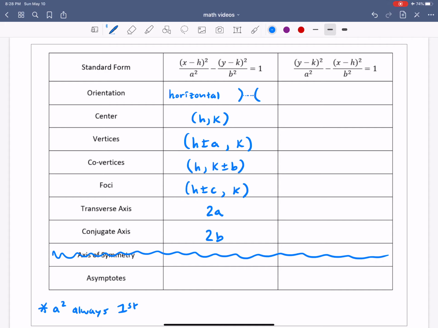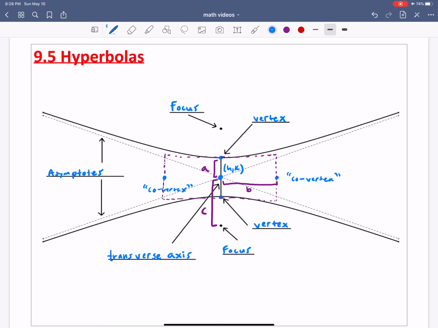Now we get to the fun part, the asymptotes. Here's the deal for the asymptotes. Go back and look at your picture that you labeled. The asymptotes here are linear, and we are going to write the equations of these asymptotes in point slope form. Now, where do these asymptotes intersect? You're right, they intersect at the center. So what are the coordinates of the center? Well, the coordinates of the center are (h, k).